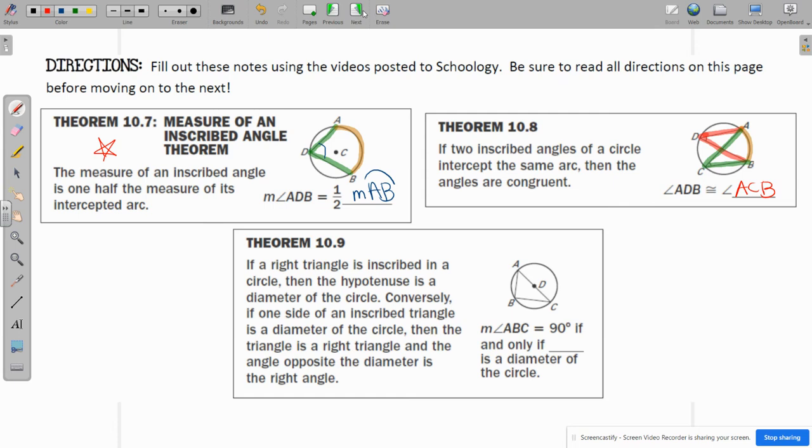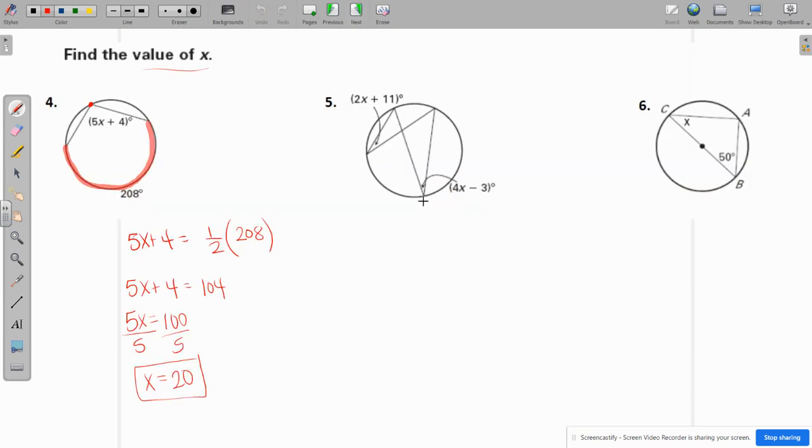Let's use this to look at one of our problems. Here I can see that this angle right here, let me trace over it, has a measure of 2x plus 11 degrees. And I can see that that angle intercepts this arc. Then I have another angle. This is an inscribed angle as well, and it intercepts the same arc. So these are two inscribed angles that intercept the same arc, which means they should be congruent to each other.